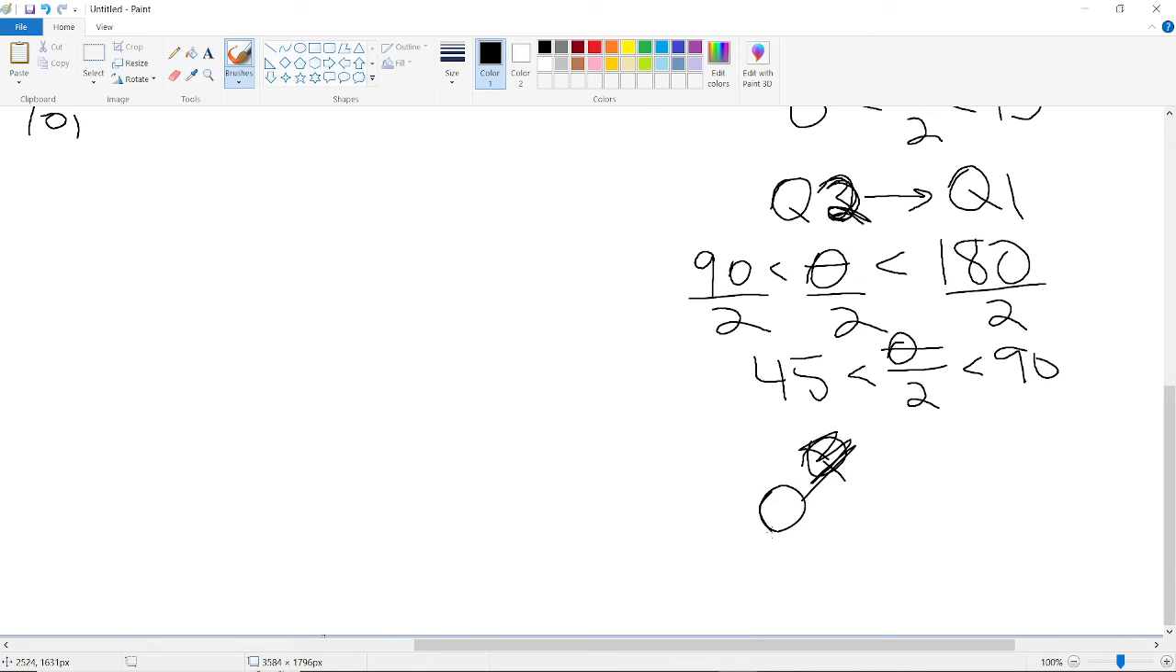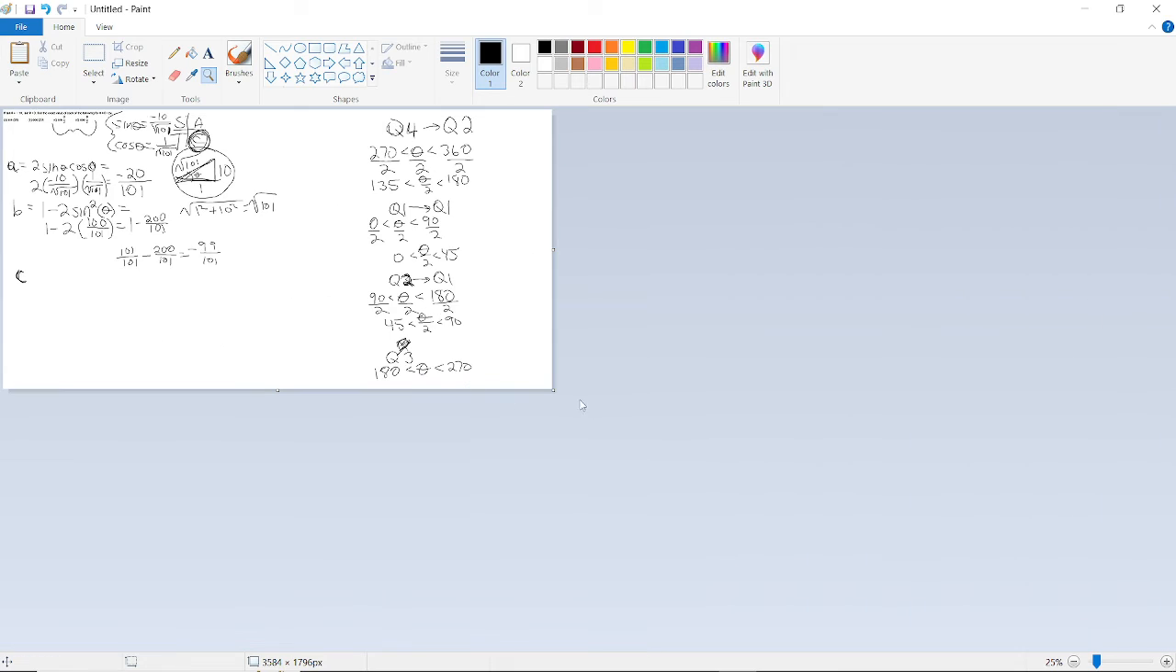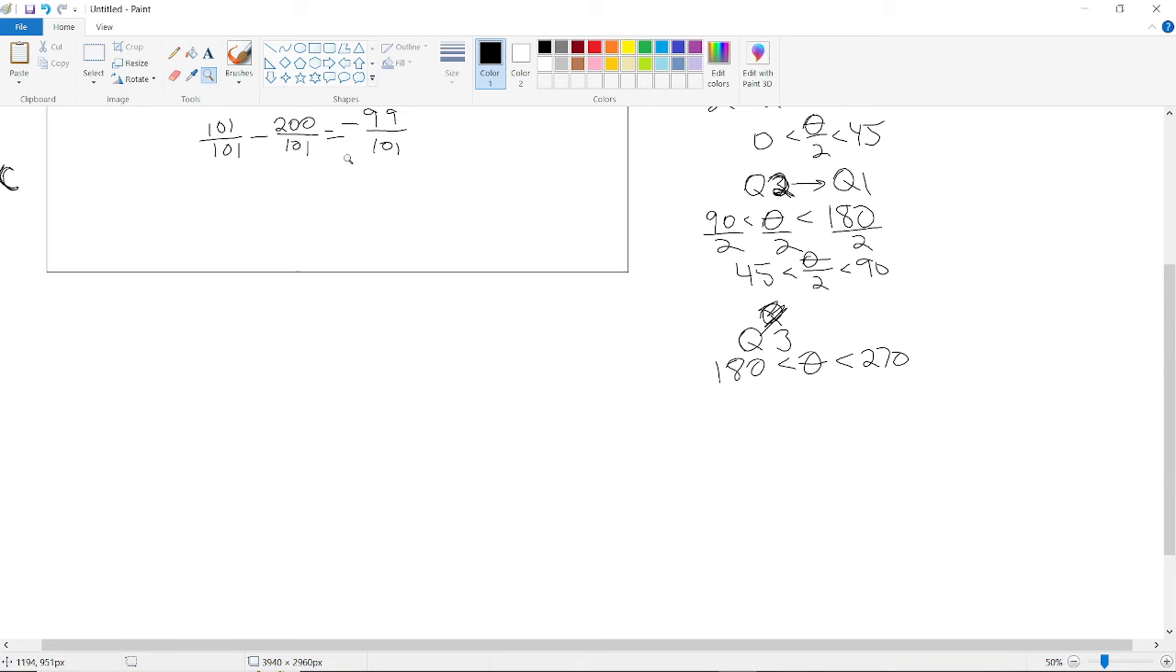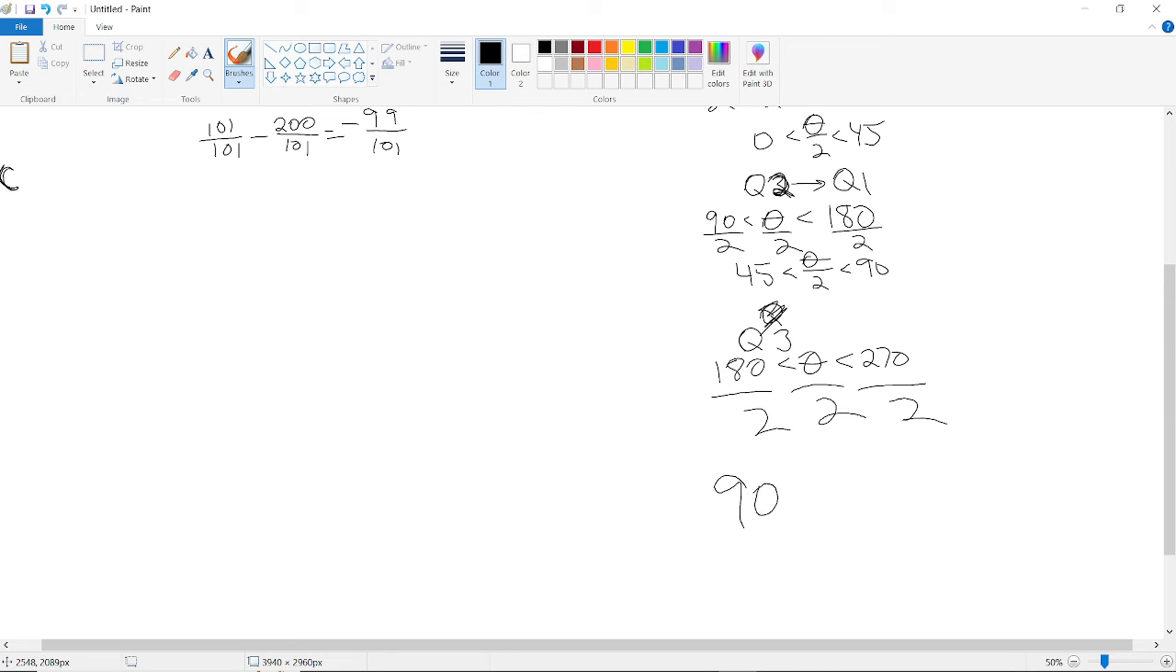And then quadrant 3 is going to be 180 less than theta less than 270. Divide them all by 2. I need more room. And again, you can memorize this list or just rework it every time, though it'll take some time. We divide by 2, divide by 2, divide by 2. 90 is less than theta over 2 is less than 135. So that is in quadrant 2.